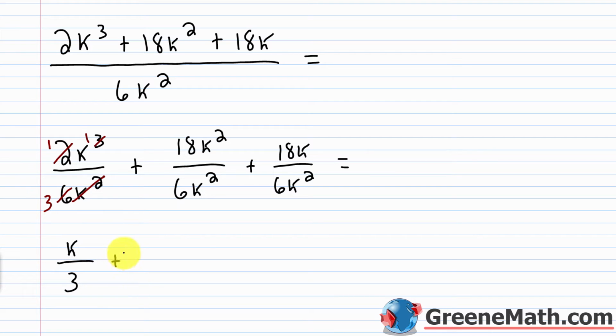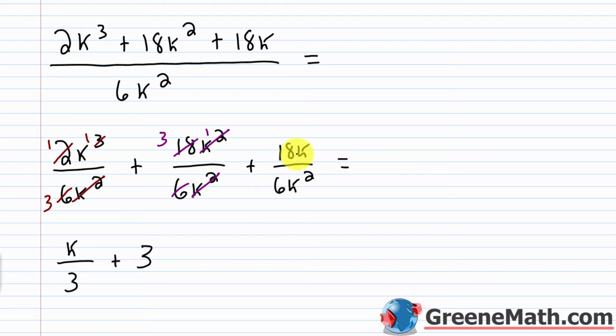And then plus, if I look at this right here, I have 18k squared over 6k squared. Well, 18 divided by 6 is 3. k squared over k squared is 1. So this is going to cancel completely. That's going to be 1. So then plus, I'm going to put a 3 here.